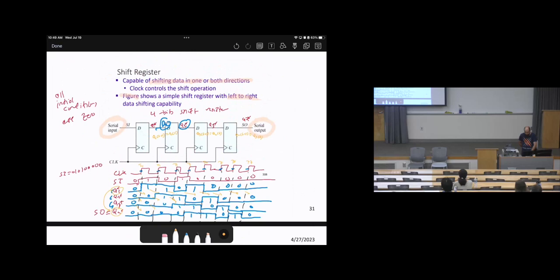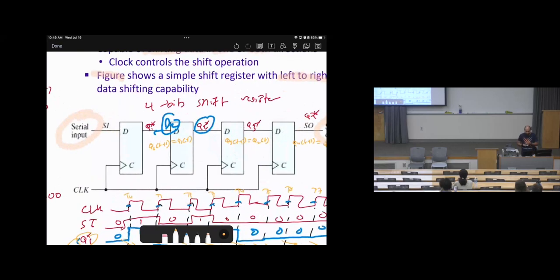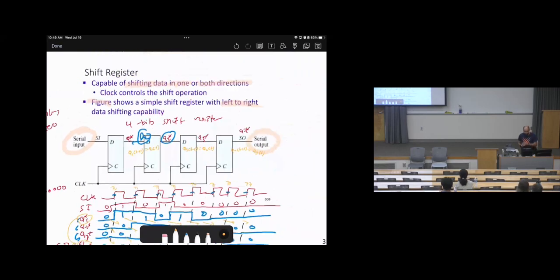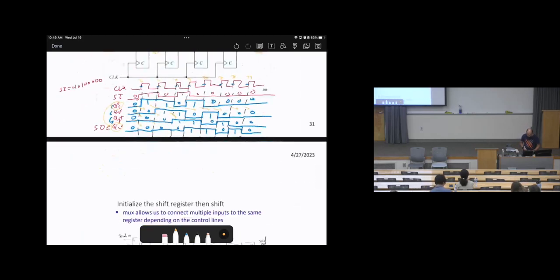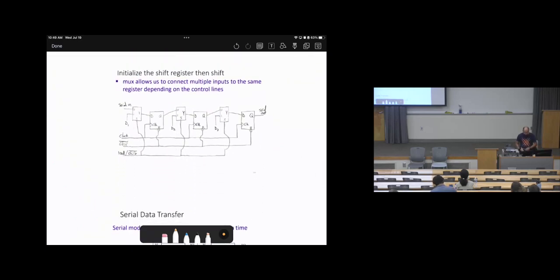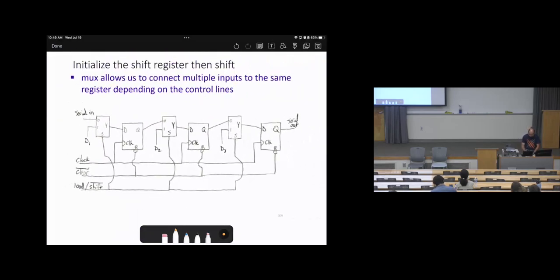Now the shift register here, the first drawback of this design is there is no initial condition. So here I assume all of them are 0. The second drawback is that it shifts left to right. Can I make it shift right to left, or can I give it an initial condition? This is another design by connecting a multiplexer. If it is 0, we will let the serial in. If it is 1, we will let D1 happen.